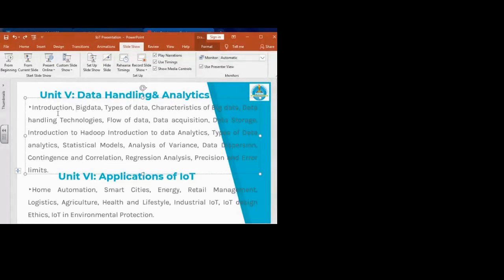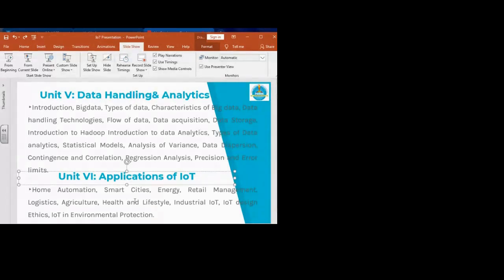In this way we are going to discuss the types of data, characteristics, the flow of data, data acquisition, storage, and certain applications. Hadoop is one of the popular tools through which we are going to apply varieties of analytical and statistical models on your data. Got it? And the final one, the applications of IoT.